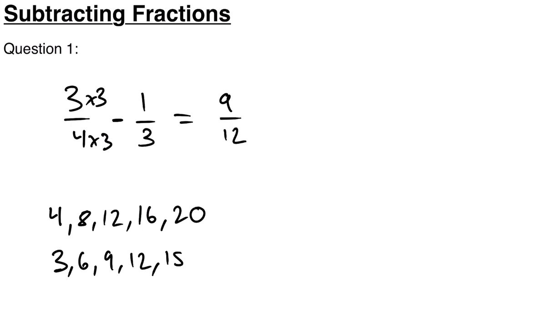And then for the other fraction, 1 over 3, to make 3 into 12, we have to multiply it by 4. And then what we do to the bottom, we have to do to the top. And that'll give us 4 over 12. And so now that we have 9 over 12 minus 4 over 12, they're both out of 12, so we can simply subtract the numerators. 9 minus 4 is equal to 5, and then over 12.